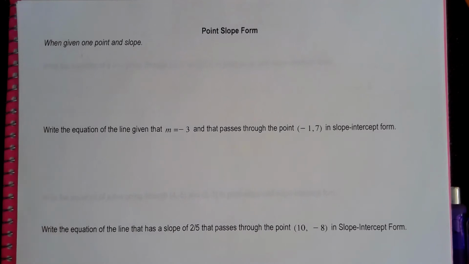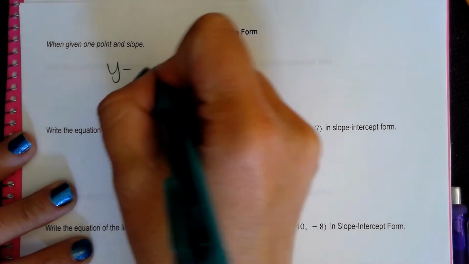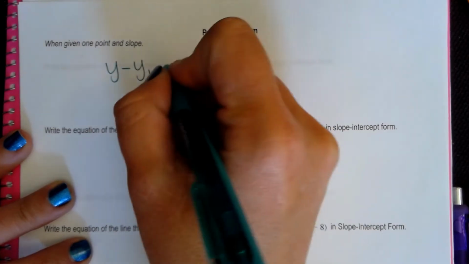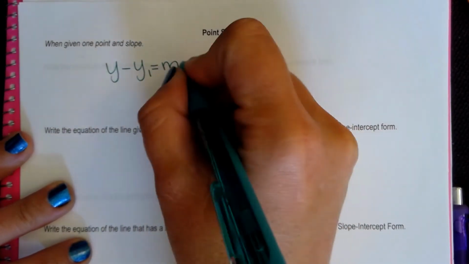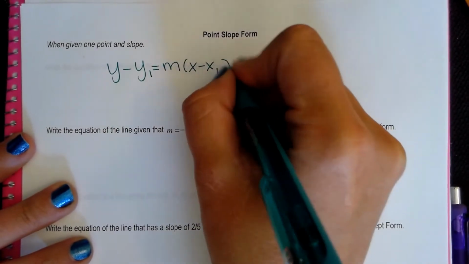Today we are talking about point slope form, and point slope form is yet another equation for representing linear equations. So we've already talked about slope intercept form, which was y equals mx plus b. So point slope form is going to be y minus y1 equals m times x minus x1.